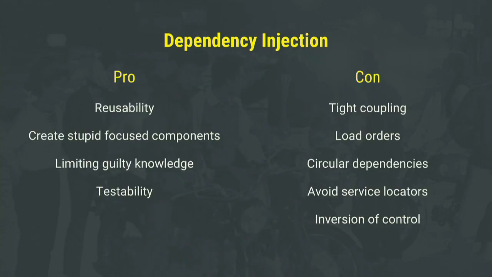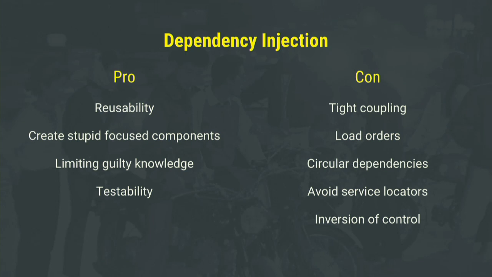Of course, there are pros and cons to using dependency injection. First of all, it's reusable. You can build really small little factories of code, inject what you want, and then reuse it all over your application. Create stupid components, which is important in programming. Limiting the guilty knowledge means everything that the module needs to know needs to be passed in by the parameters. And again, testability.